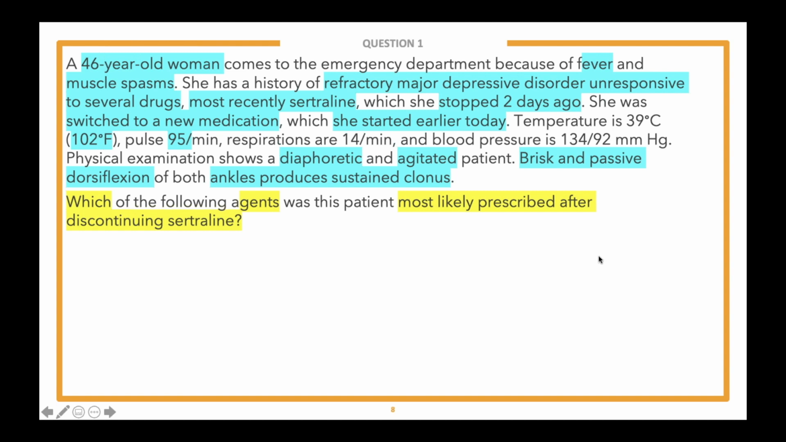Okay, so how many steps is this question? I think it's probably two steps. I think one, we need to figure out what's going on in this patient. And then two, based off that, what was the agent that was prescribed after stopping sertraline? So maybe a two-step question. One, what's going on? And two, what's the agent that they're getting at? So let's take a look at those answer choices.